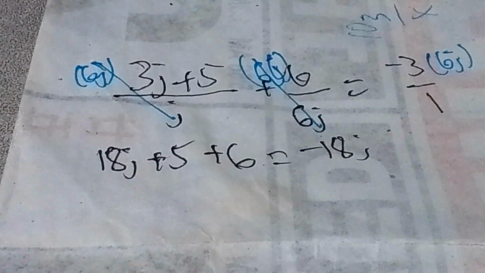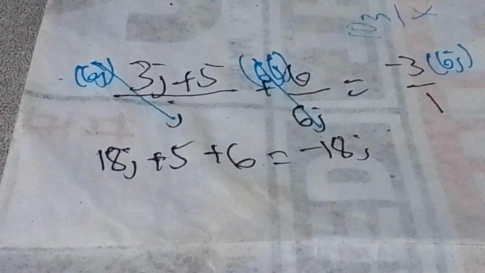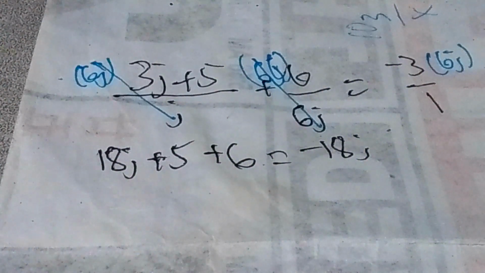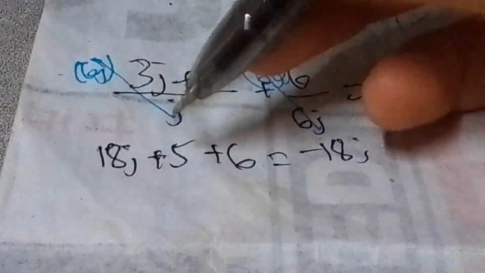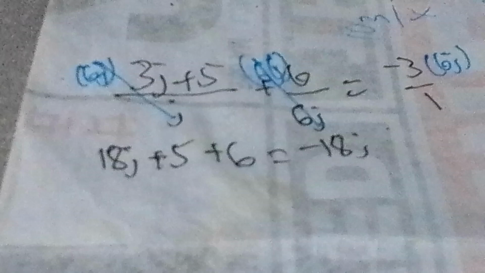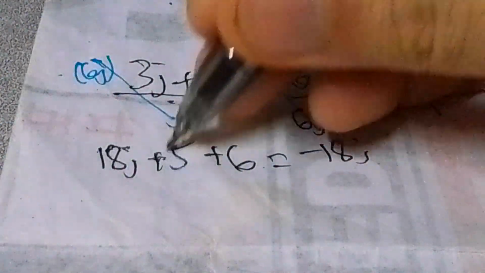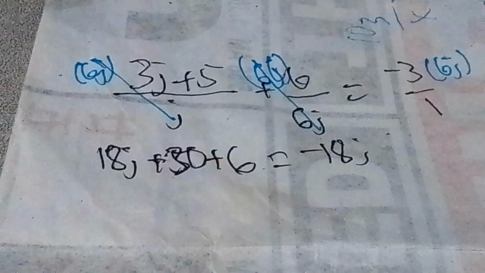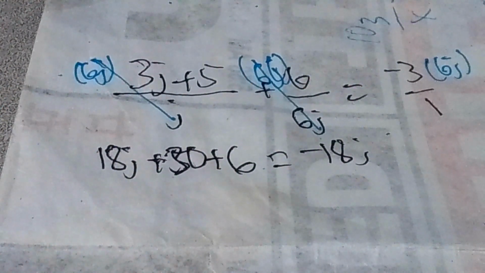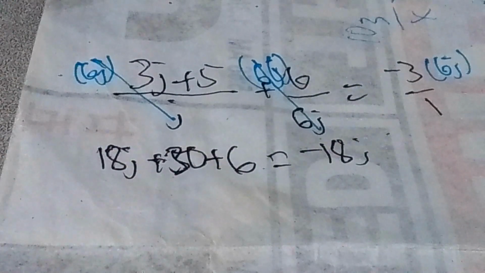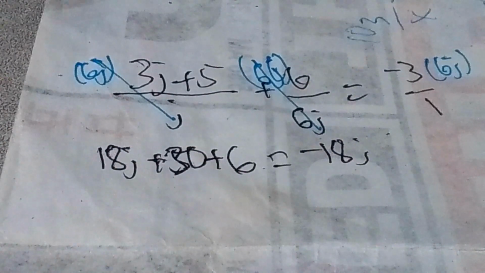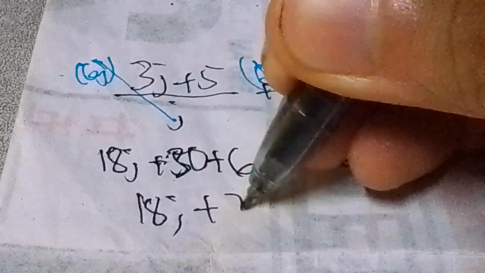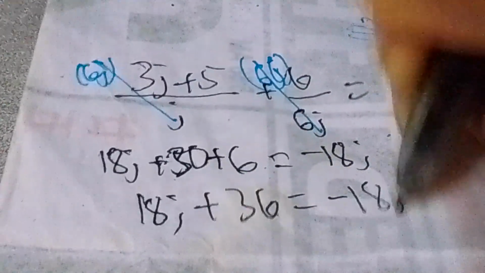So now we've already crossed out all the denominators. We've gotten rid of all the denominators. Now all we need to do is combine like terms. Wait a second, this one's supposed to be 30. Remember, 6 times 3 is 18, and 6 times 5 is 30. So don't get mistaken. Now we have 18j plus 30 plus 6 equals negative 18j. Combine like terms: plus 36 is equivalent to negative 18j.